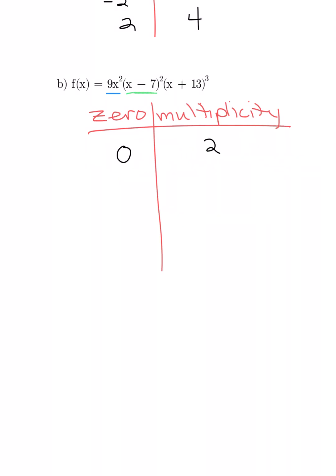Our second quantity of x minus 7 squared gives us a 0 of 7, power is 2, so multiplicity is 2. And then that last quantity gives us a 0 of negative 13, and since the power is 3, multiplicity is 3.